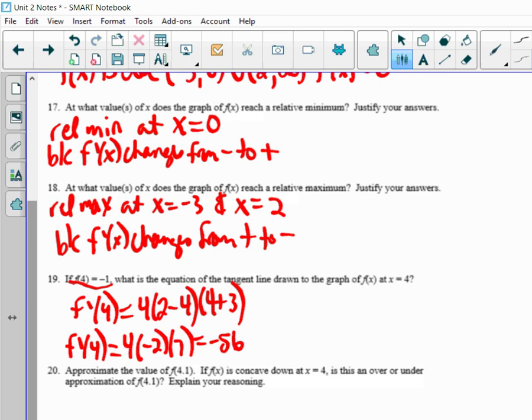So what is the equation of the tangent line? This is my point, right? So y minus negative 1 equals my slope times x minus my x value. And again, I'm going to leave it like that unless it tells me to do something else. So look at number 20. It says approximate the value of f of 4.1. If f of x is concave down at x equals 4, is this an over or under approximation? And so I wonder if before number 20, we've talked about concavity. Sorry, I'm just looking back here for a minute.